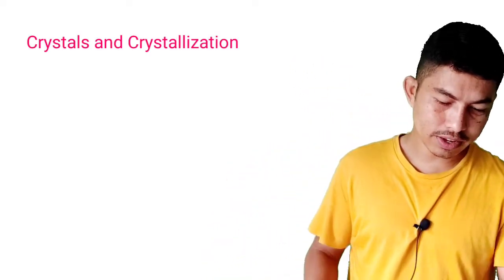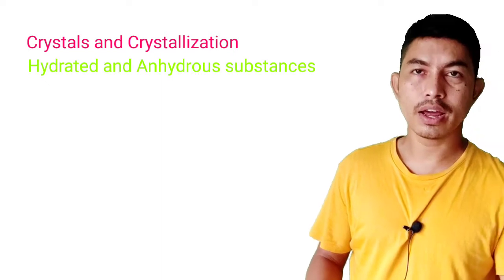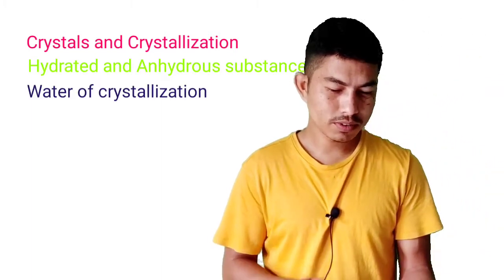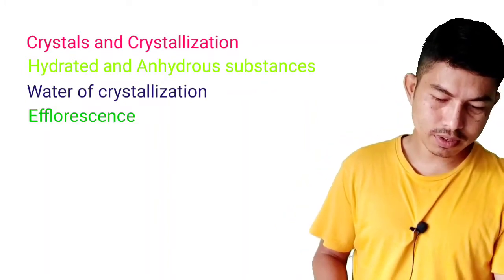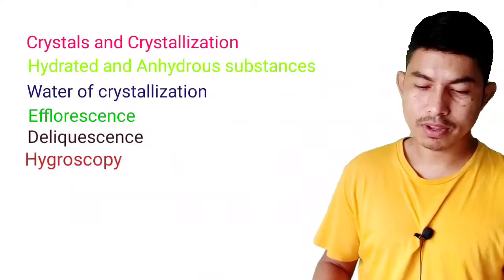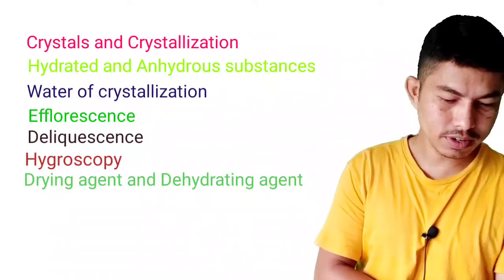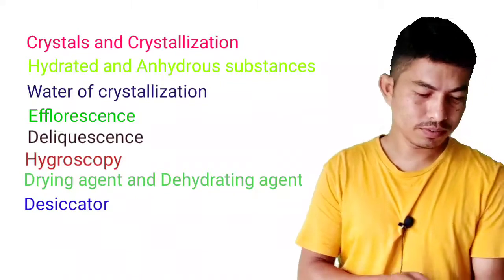If you remember, in your last chemistry class we had studied about water, the anomalous expansion of water, and finally the last topic we learned there was solubility. Today we learn about some of the important terms related to water, like crystals and crystallization, hydrated and anhydrous substances, water of crystallization. Then we have a few of the properties like efflorescence, deliquescence, hygroscopy, drying agent and dehydrating agent, and finally the desiccator.